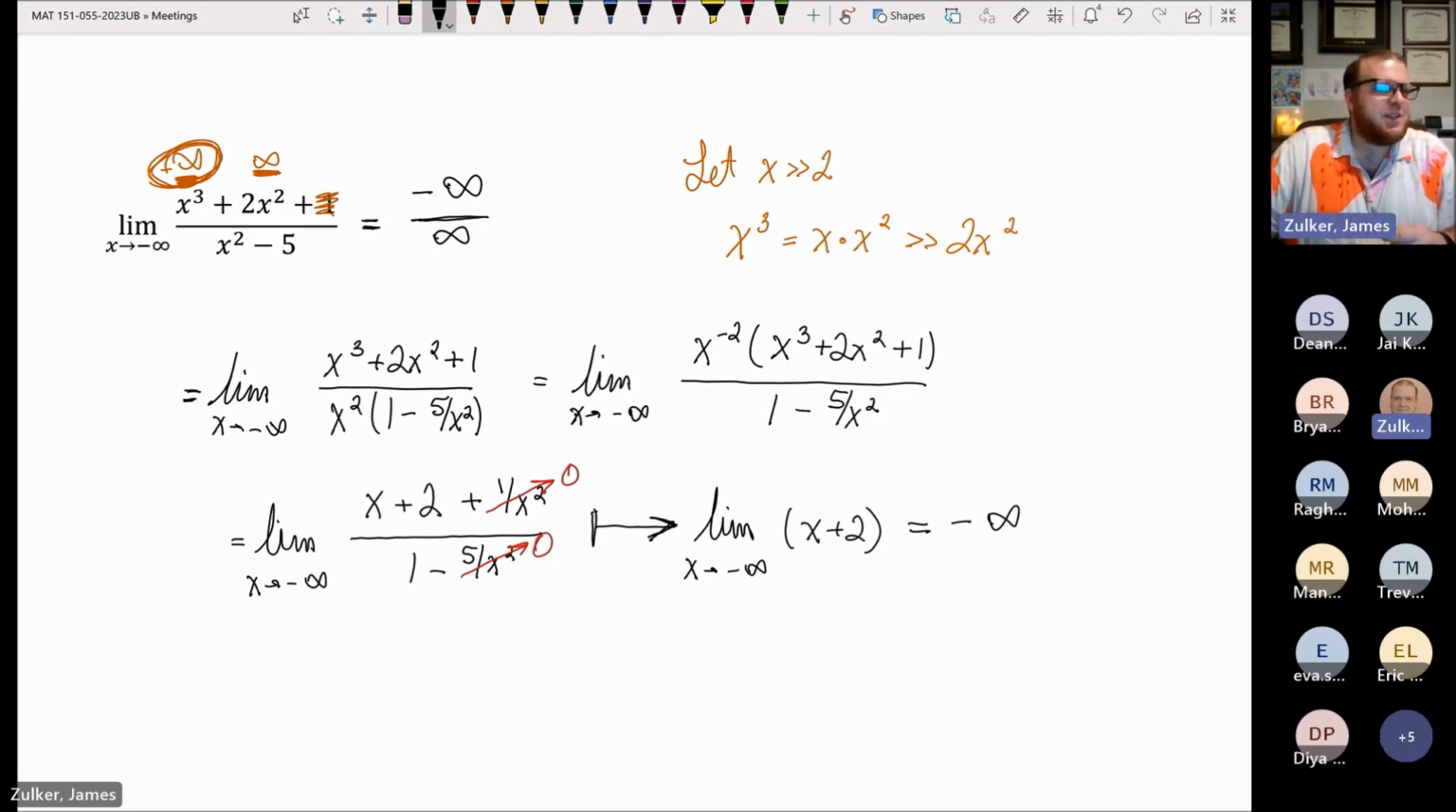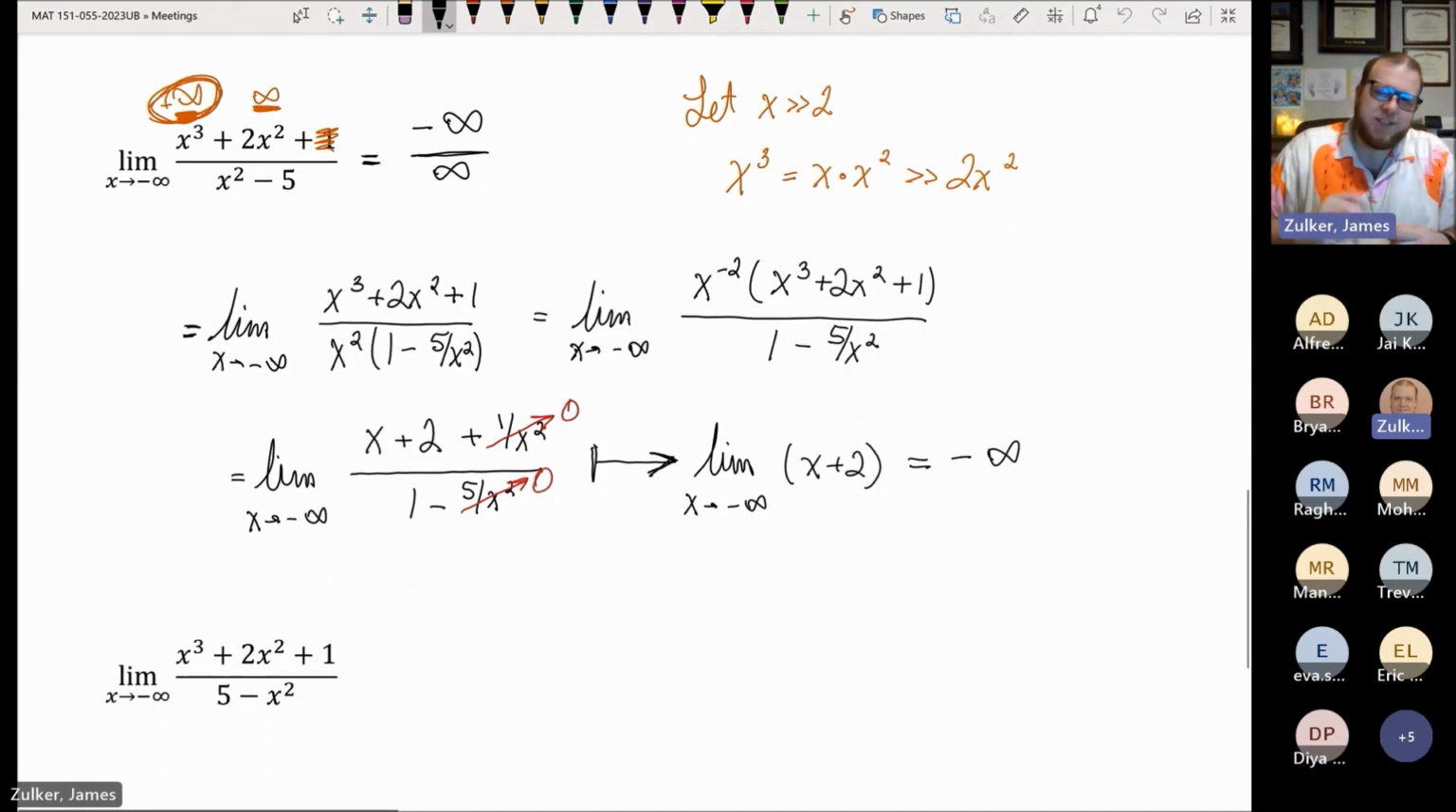I'm just going to throw this in here just for completion's sake. But you can see I'm using a similar argument as I did before. Say that limit is positive infinity.